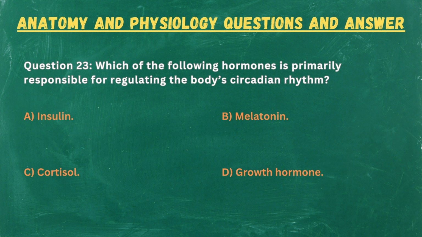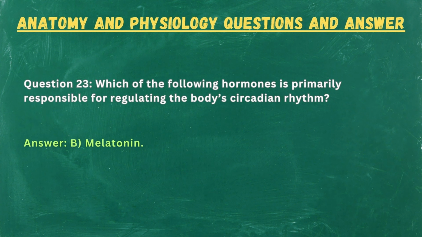Question 23. Which of the following hormones is primarily responsible for regulating the body's circadian rhythm? A. Insulin. B. Melatonin. C. Cortisol. D. Growth hormone.